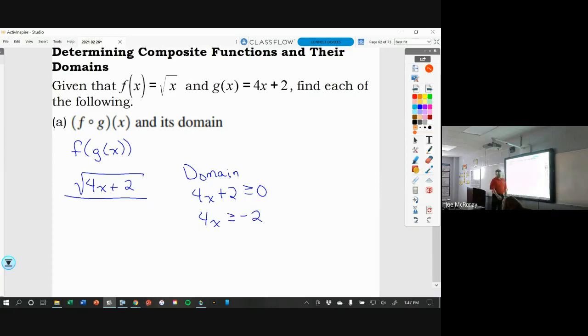Next step, divide by 4. x is greater than or equal to -1/2. Let's write that in interval notation. Where does the value of x start? At -1/2. Can it equal -1/2? Yes. So it starts at -1/2 and goes to infinity. And how do you close infinity? Always with a parenthesis.